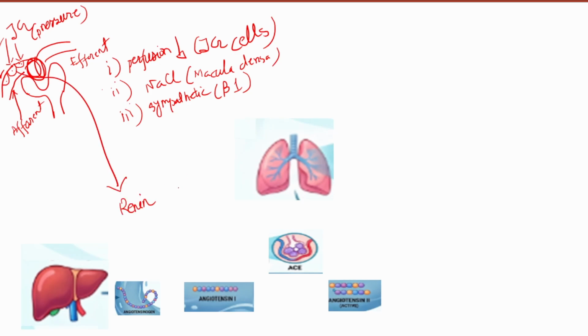Now we trace the biochemical transformation across the systemic circulation. We map the liver contribution here. The hepatocytes, that means the cells of the liver, continuously synthesize and secrete the large precursor protein called angiotensinogen into the plasma. The circulating renin cleaves this angiotensinogen into an inactive 10 amino acid peptide known as angiotensin 1.